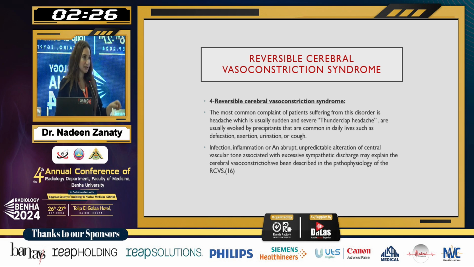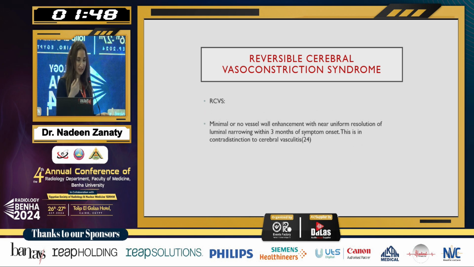What I need to say about the vasculitis cases is that the most important thing is that after the patient gets treatment, the inflammation or the enhancement subsides, but stenosis will be present, and that's very important to differentiate it from the reversible cerebral vasoconstriction syndrome. The patient here usually is a female who comes with a thunderclap headache, and the problem is that she has a problem with defecation or urination or cough. She's actually doing her usual activities, and she got this headache and stroke. But then, the etiology is not usually known, but they said it's like an infection, inflammation, or excessive sympathetic activity.